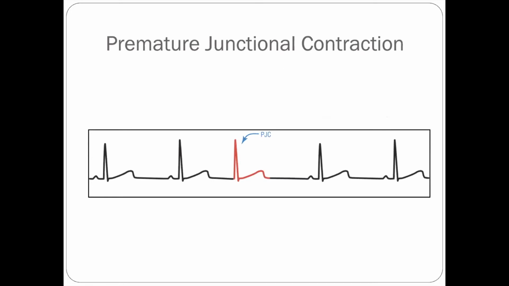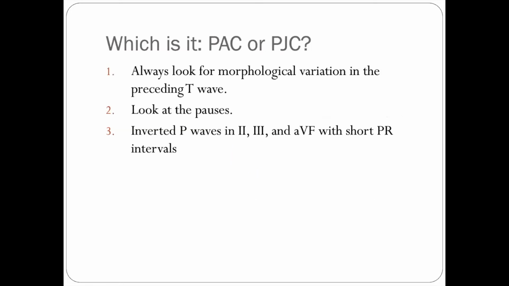And so an example of a PJC. When you're looking to try to determine PACs or PJCs, look at that T wave before it, right? If the T wave looks absolutely normal and you don't see a P wave anywhere else, then you've got a PJC. And the P wave should be inverted in 2, 3, and AVF. And of course, the PR interval or the RP interval should be very short, less than 0.12. If all of those characteristics are there, you've got a PJC instead of a PAC.